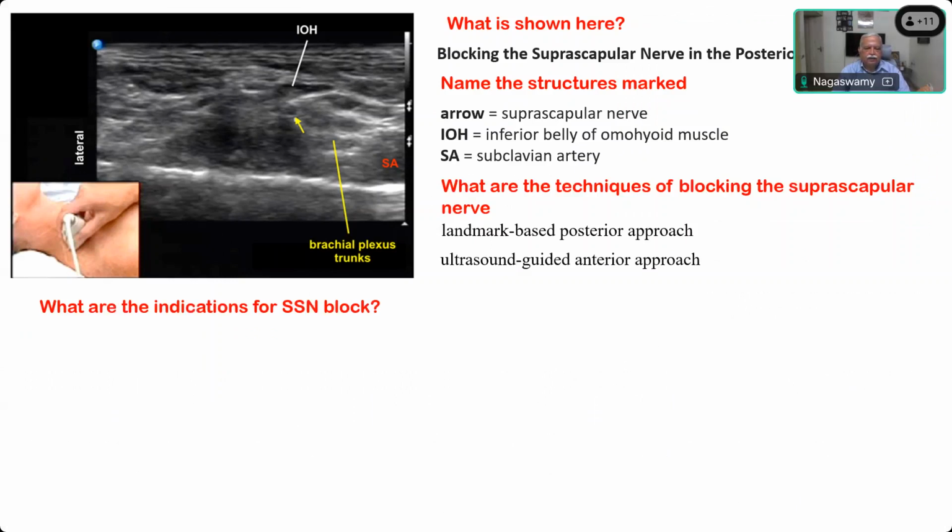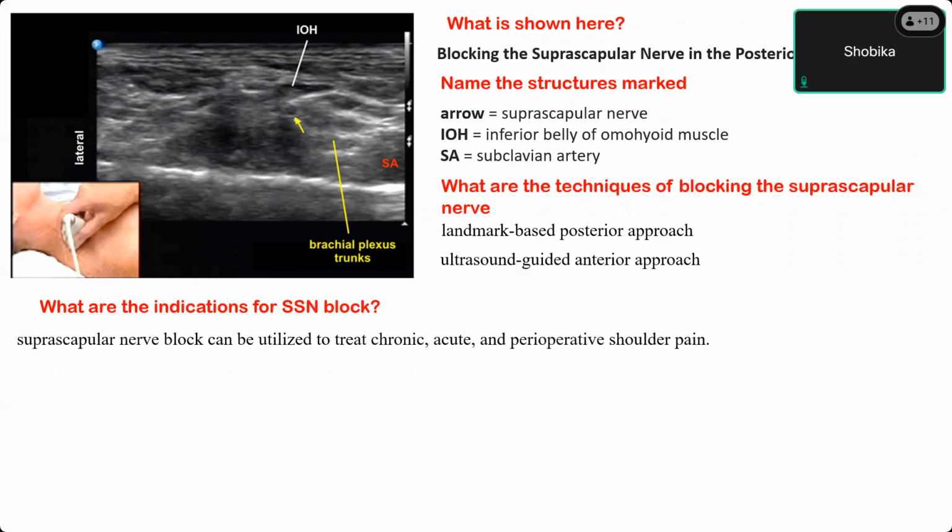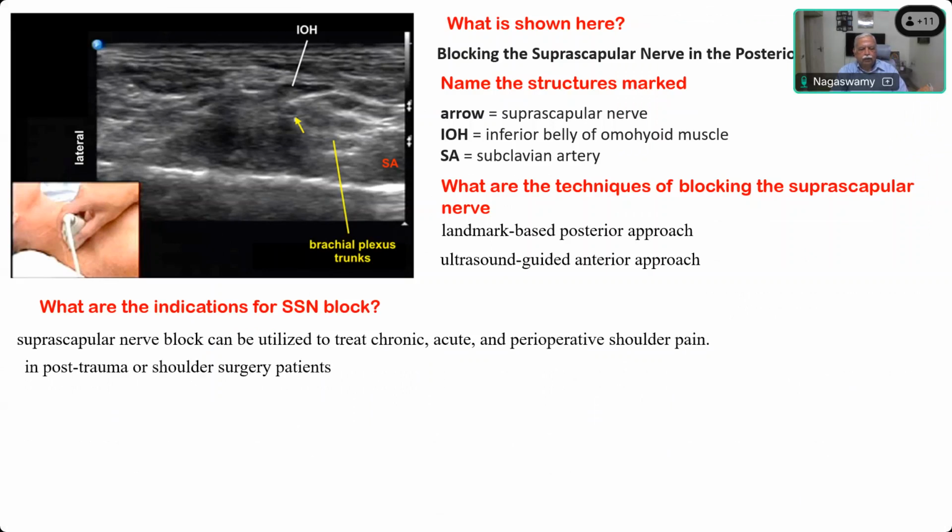What are the indications for suprascapular nerve block? Shoulder surgery. Shoulder surgery, very good. It can be used for chronic, acute, and perioperative shoulder pain. That is number one. Post trauma or shoulder surgery patients. What are the complications of suprascapular nerve block?